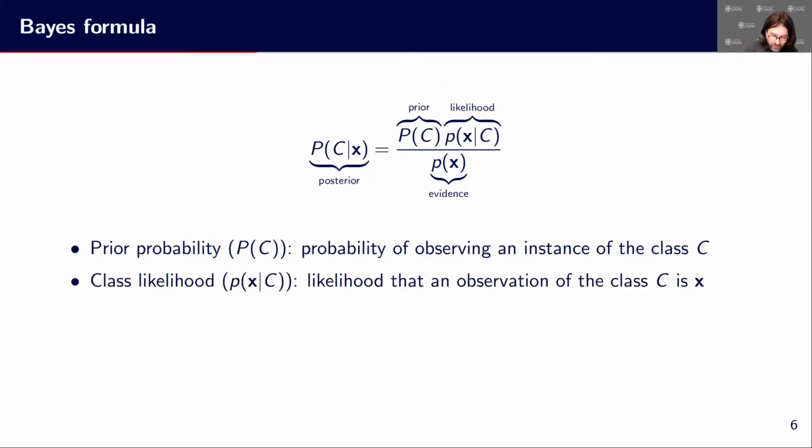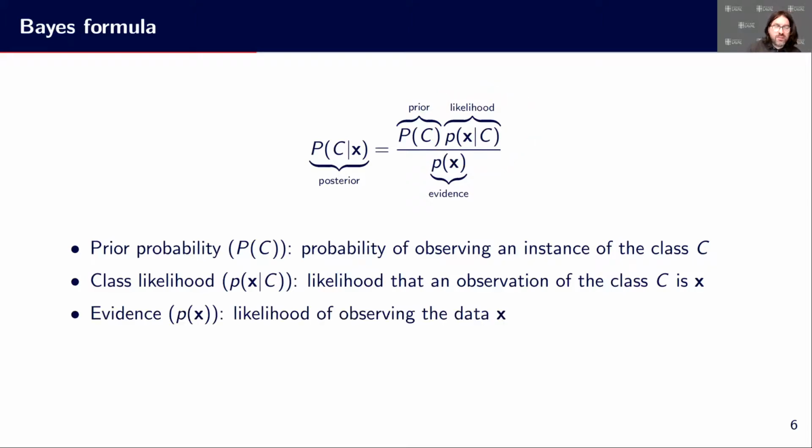Over that prior, we also have the class likelihood. So the likelihood here, it is not a probability. It is a likelihood, so it is not bounded at 1. In fact, likelihood is a function that describes the distribution of some data, and the integration over the domain is equal to 1. So the likelihood here is the likelihood that an observation of class C is X. So we say, okay, we have a sample from class C. What is the likelihood of getting that specific X? So we are looking at the X itself.